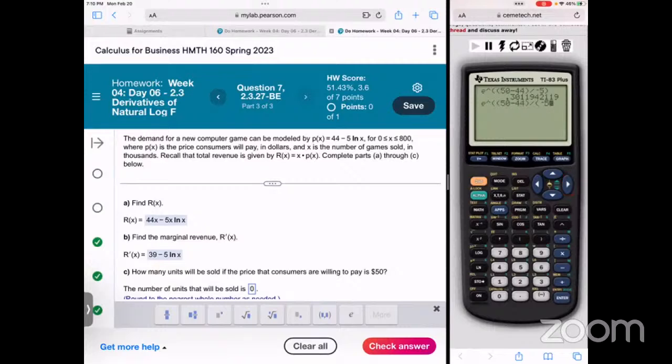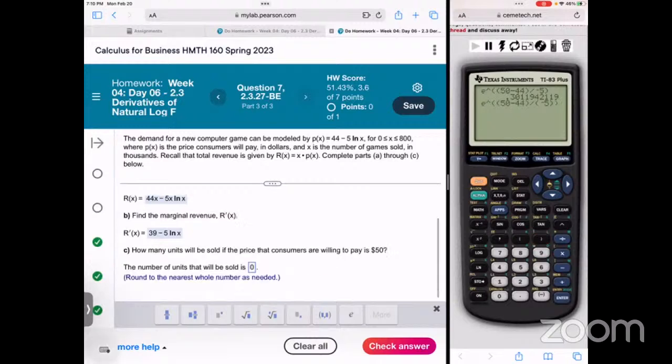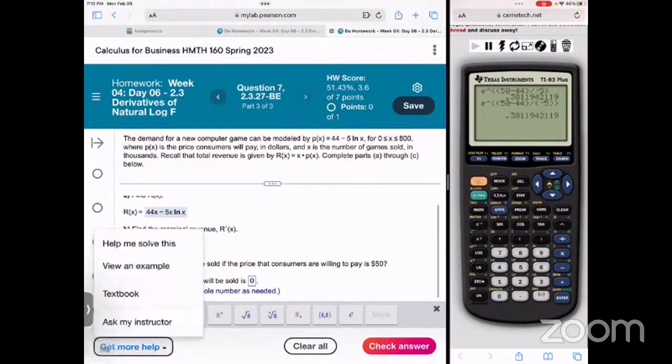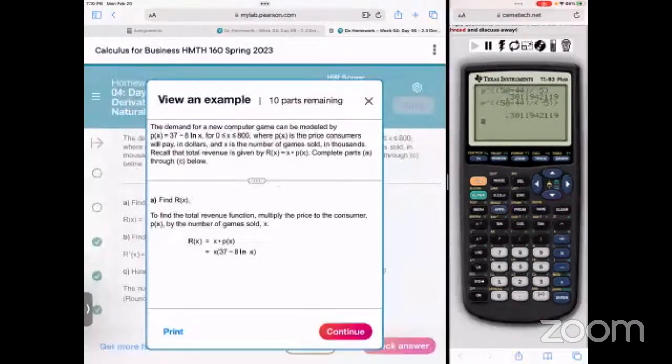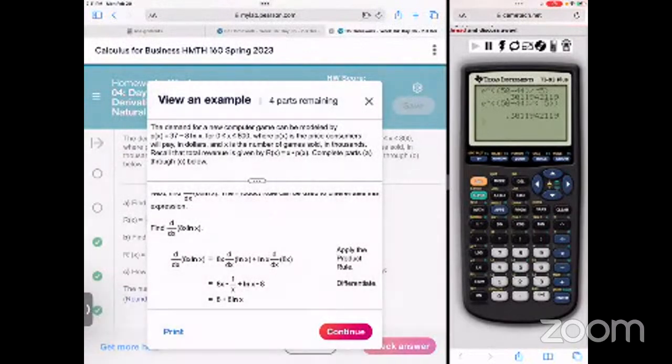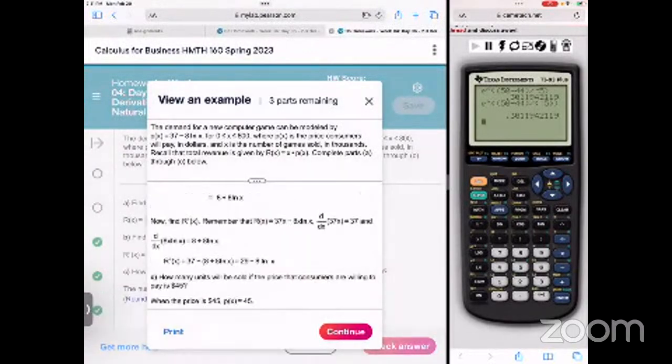What am I missing? If consumers are willing to pay $50, how many is this? Whole number. 1? Is it 1? Oh, we got the same thing. Okay, let me see. I'm going to click on view an example, and we're at part C. Let's just jump there. Maybe it's 1. Solve for X. 45, right?